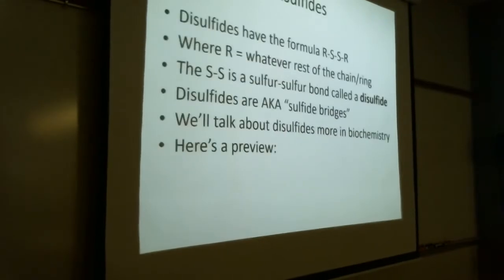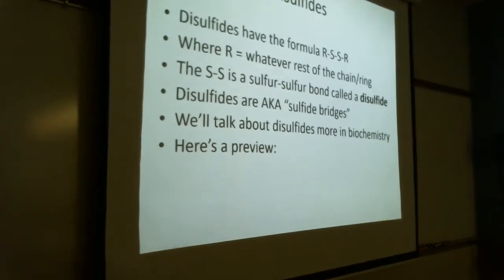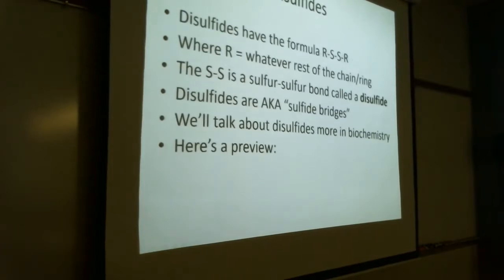All right. So R is the rest of the chain, and then there's your sulfur-sulfur bond, and then there's R, the rest of the chain again. So in other words, you've got 2 chains or 2 rings or whatever that are attached by a sulfur-sulfur bond. We call that a disulfide. It's also known as a sulfide bridge. That's all that we're going to look at right now.